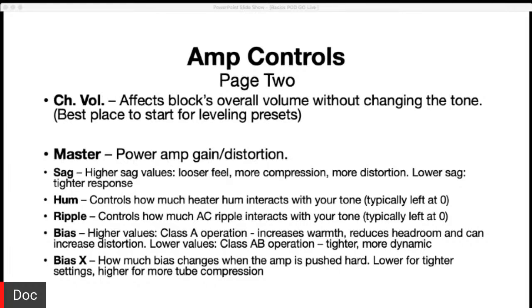And then bias X changes how much bias changes when the amp is pushed hard. So lower for tighter settings, higher for more tube compression. I don't typically touch these parameters. Out of these 5 parameters, sag, hum, ripple, bias, bias X, I'll traditionally gravitate most towards the sag parameter for that feel control, and then bias a little bit if I need to change something up. But most of the time, like I said, I really don't touch these.